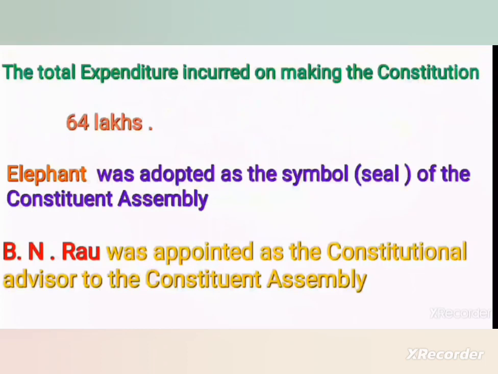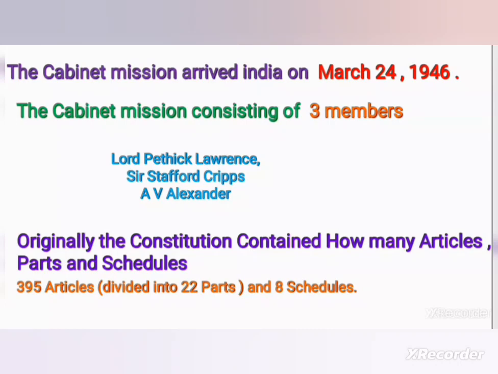The total expenditure incurred on making the Constitution, 64 lakhs. Elephant was adopted as the symbol or seal of the Constituent Assembly. B. N. Rao was appointed as the constitutional advisor to the Constituent Assembly. The cabinet mission arrived in India on March 24, 1946. The cabinet mission consisted of 3 members, Lord Patrick Lawrence, Sir Stafford Cripps, A. V. Alexander.